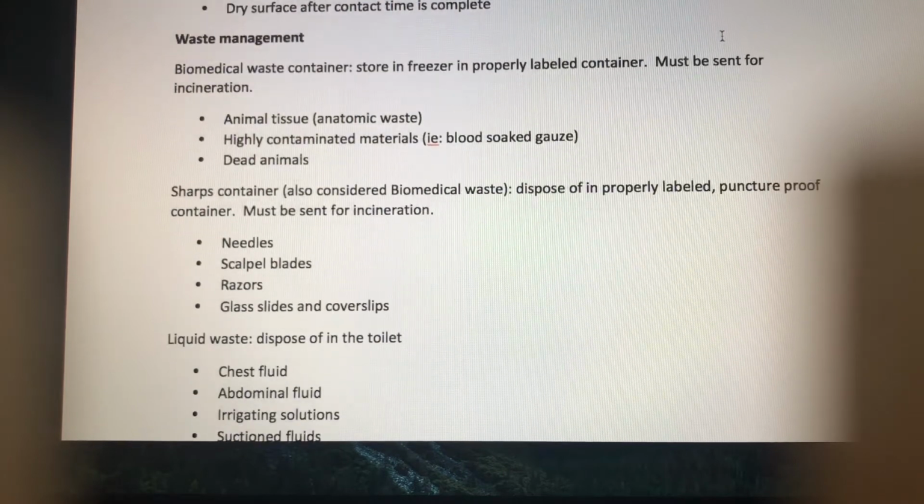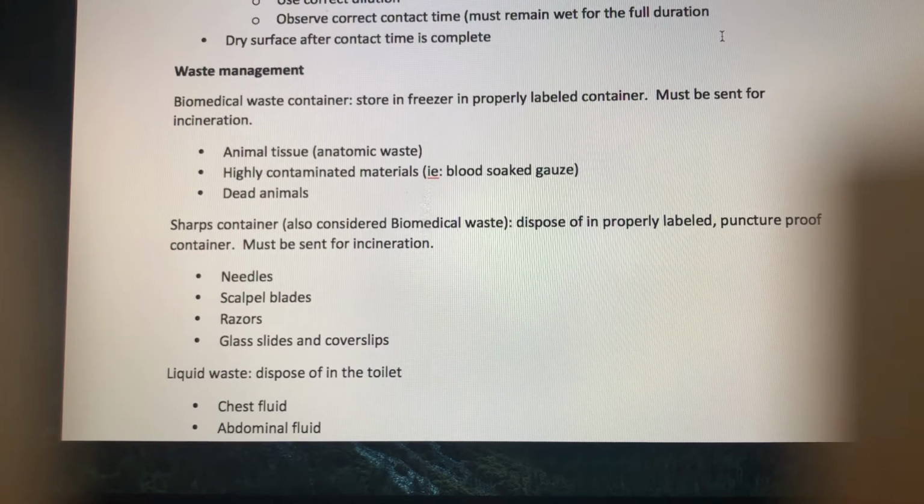Okay, so moving on to waste management. What do we do with all our garbage in the vet clinic? So biomedical waste needs to be disposed of in a biomedical waste container. So these are things like animal tissues, so anatomic waste from surgery. So the testicles, the uterus and ovaries after a spay or neuter surgery, the growths after a lumpectomy, the entire limb after an amputation. So anatomical waste, really highly contaminated materials, so any blood-soaked gauze from surgery, and dead animals.